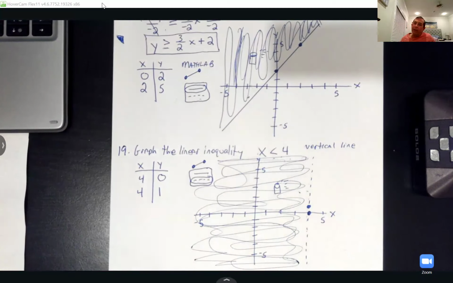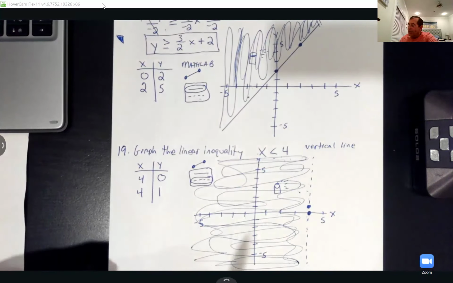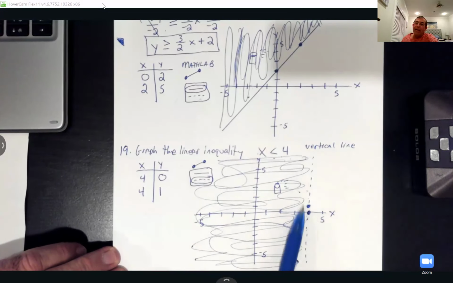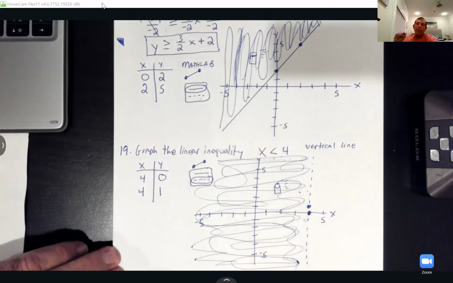Okay, y'all, so just be careful. What I get people on this one usually is the line. They forget to go to the dashed line on that. And if you don't put a dashed line, MATLAB will mark that wrong, okay?